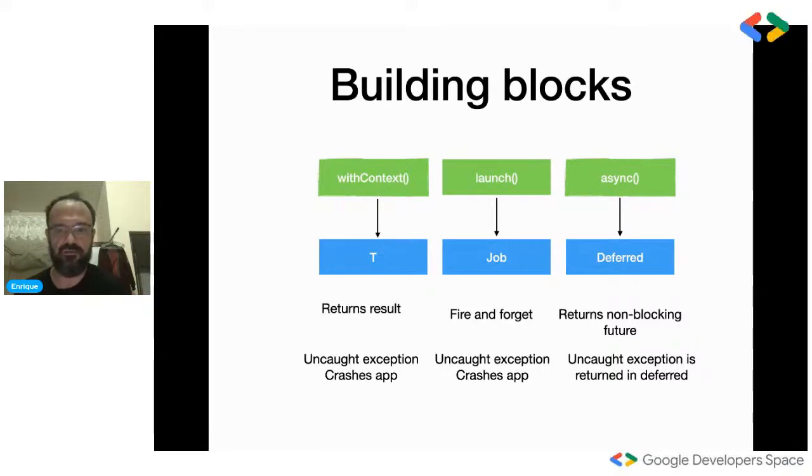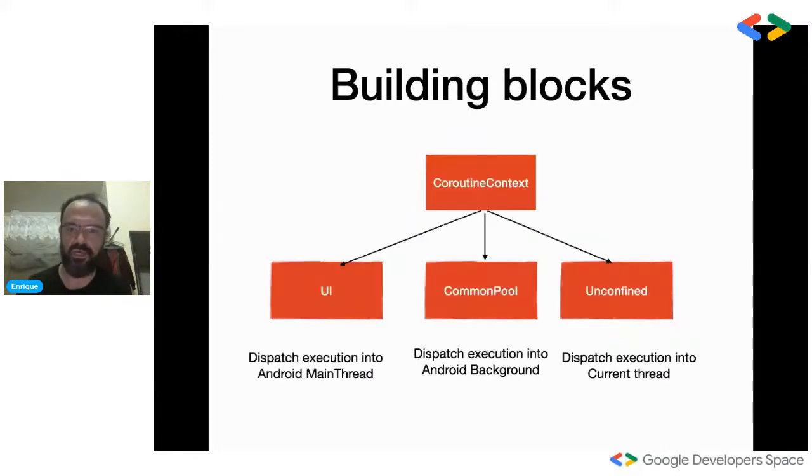And async returns a deferred, or a non-blocking future, the promise of having a result at some moment. If there is an exception happening that we are not handling, it will come on the deferred object, so it's a bit more convenient to handle it. We'll see as well the coroutine context. Similarly to the previous dispatchers, here we have UI, which dispatches the execution into the Android main thread. The CommonPool does it into the background, and Unconfined does it into the current thread. This is useful for testing, among other things.